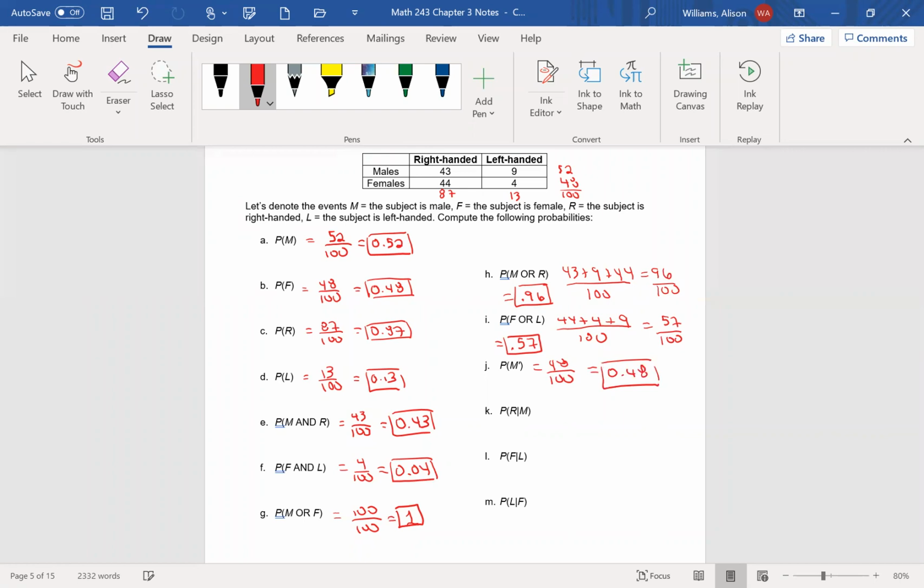Okay. All right, now we're getting to the given, the conditionals. So these are when we're going to limit, instead of going out of 100, we're going to go out of the group they're limiting us to. So when they say, what is the probability that somebody is right-handed given that they are male? That's what part K says. Right-handed given that they are male. That means we're looking at the males and we want to know how many of them are right-handed. Well, that would be 43 out of 52.